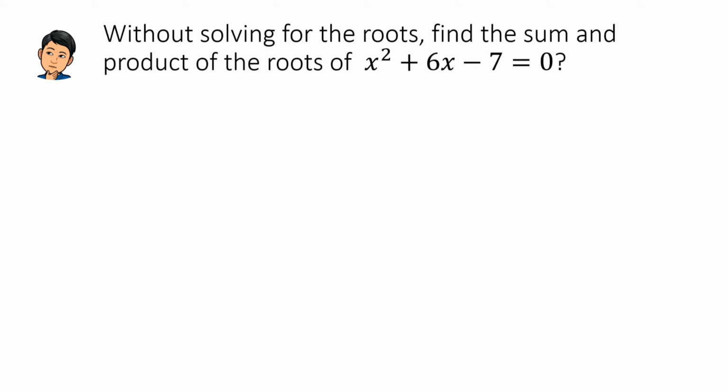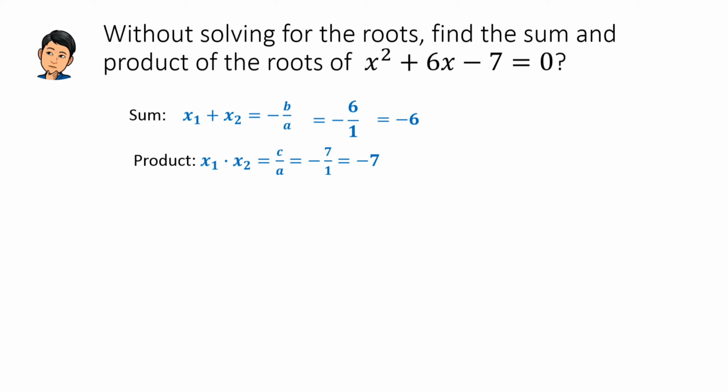Without solving for the roots, find the sum and the product of the roots of x squared plus 6x minus 7 equals 0. So if we follow the formula, x sub 1 plus x sub 2 equals negative b over a. Okay, so our b is positive 6 and our a is 1. So negative 6 over 1 is equal to negative 6. So that's simply the additive inverse of the linear coefficient. The product is c over a equals negative 7 over 1 because the value of c is negative 7 and our a is 1. So negative 7 over 1 is equal to negative 7.